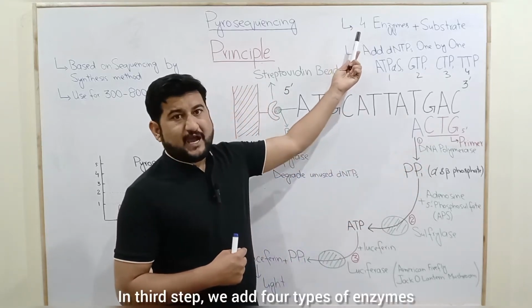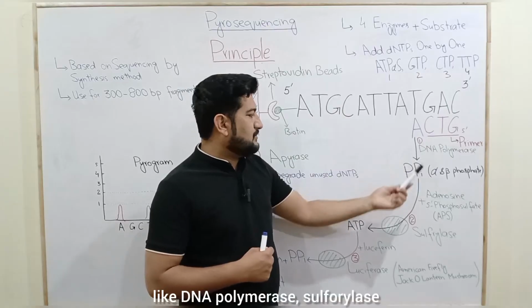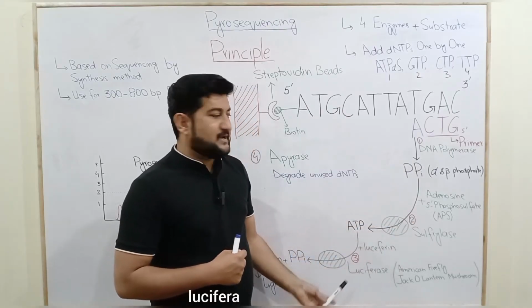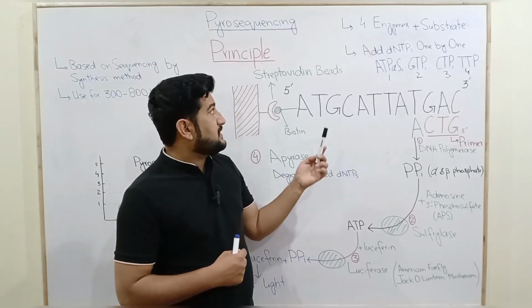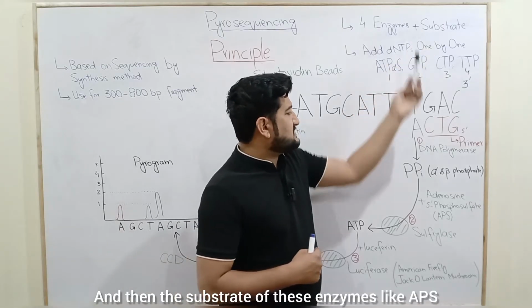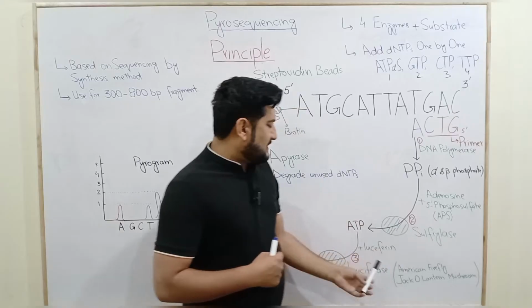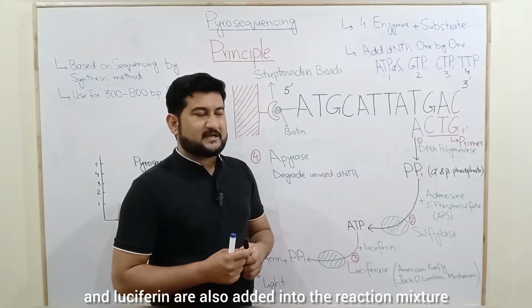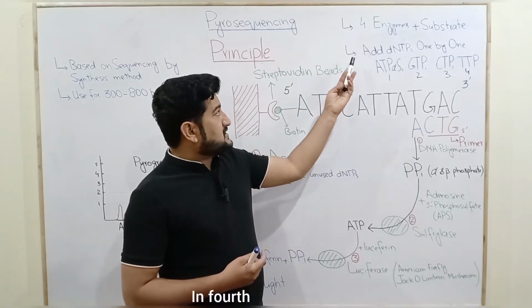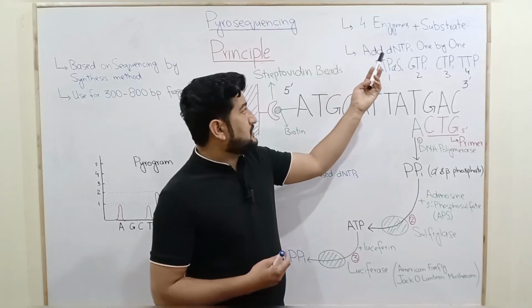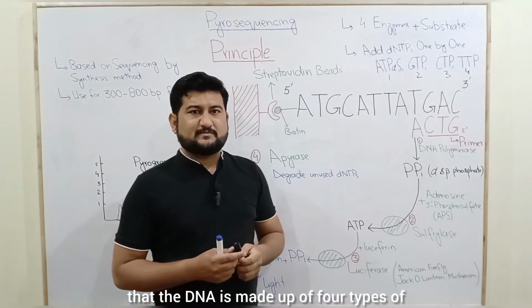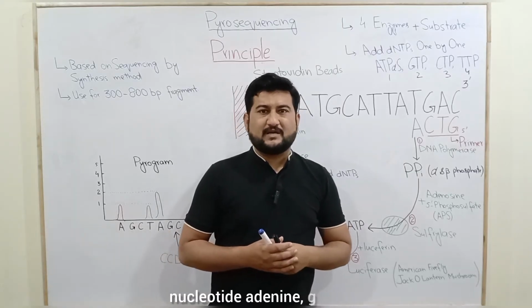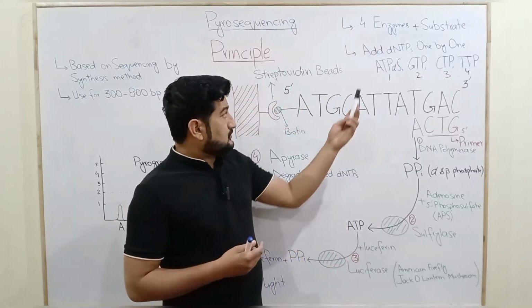In the third step, we add four types of enzymes: DNA polymerase, sulfurylase, luciferase and apyrase. These four enzymes are added into the reaction mixture, and then the substrates of these enzymes, APS and luciferin, are also added. In the fourth step, we add nucleotides one by one into the reaction mixture, as we know that DNA is made up of four types of nucleotides: adenine, guanine, cytosine and thymidine.